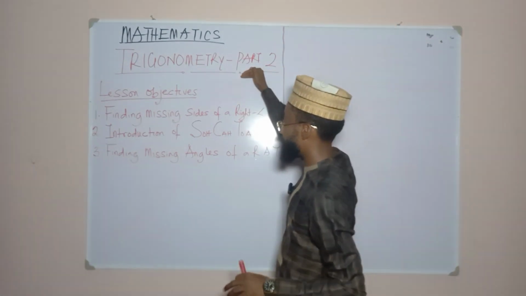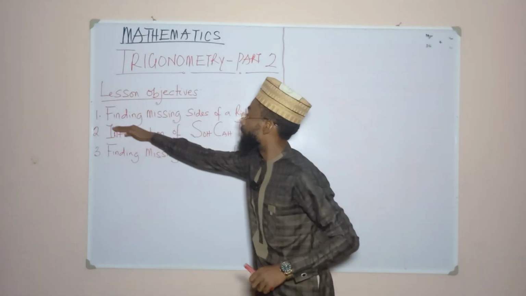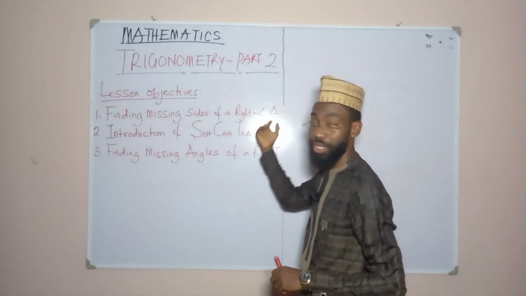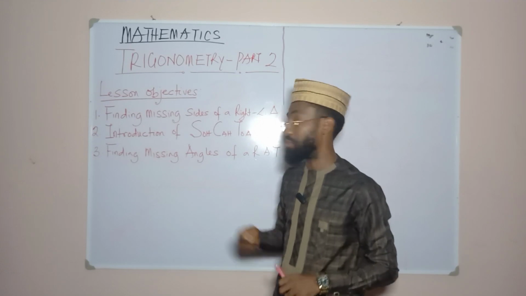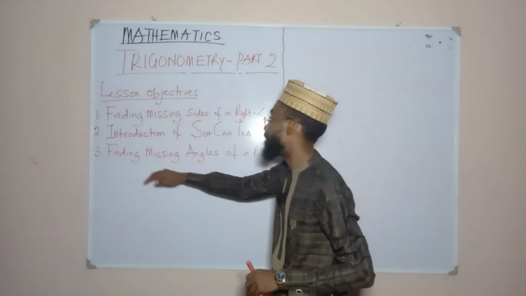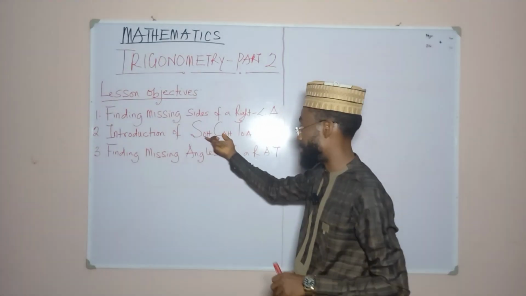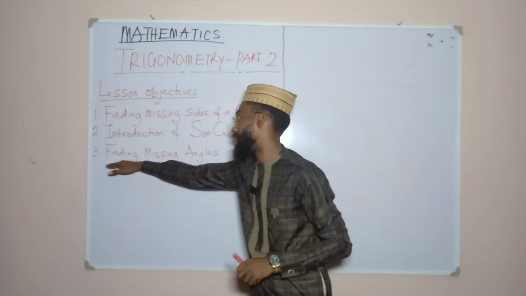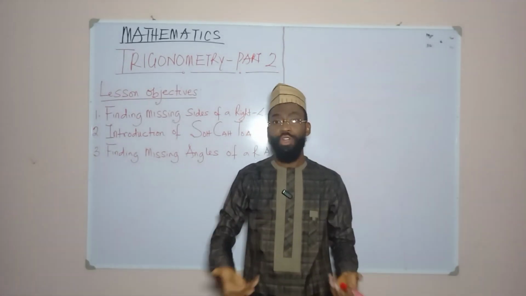In this second part, the lesson objectives have also been outlined below. The first thing is finding missing sides of a right angle triangle, for which we are going to use a different approach from what we used, which was the Pythagoras theorem. And then we're going to introduce SOHCAHTOA. Many of you may have actually heard about this mnemonic. And then the last thing we're going to have on our radar here is finding missing angles of a right angle triangle. So come along with me.